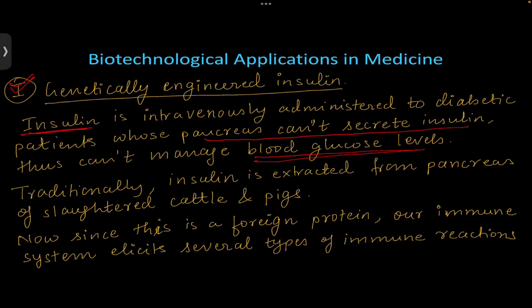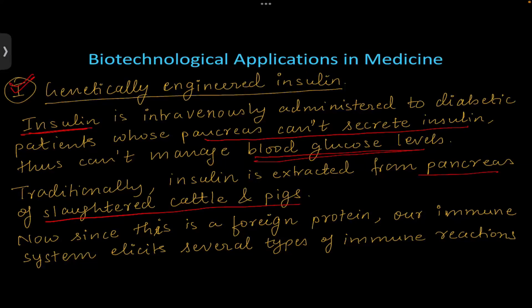Now, before biotechnology came, what people used to do was take insulin from the pancreas of slaughtered cattle and pig, because cattle and pig are also mammals like us. So they thought their insulin would work on us as well to control the blood glucose level. But since they are of different species, some species-specific properties will be there, which are going to alert the immune response of humans.